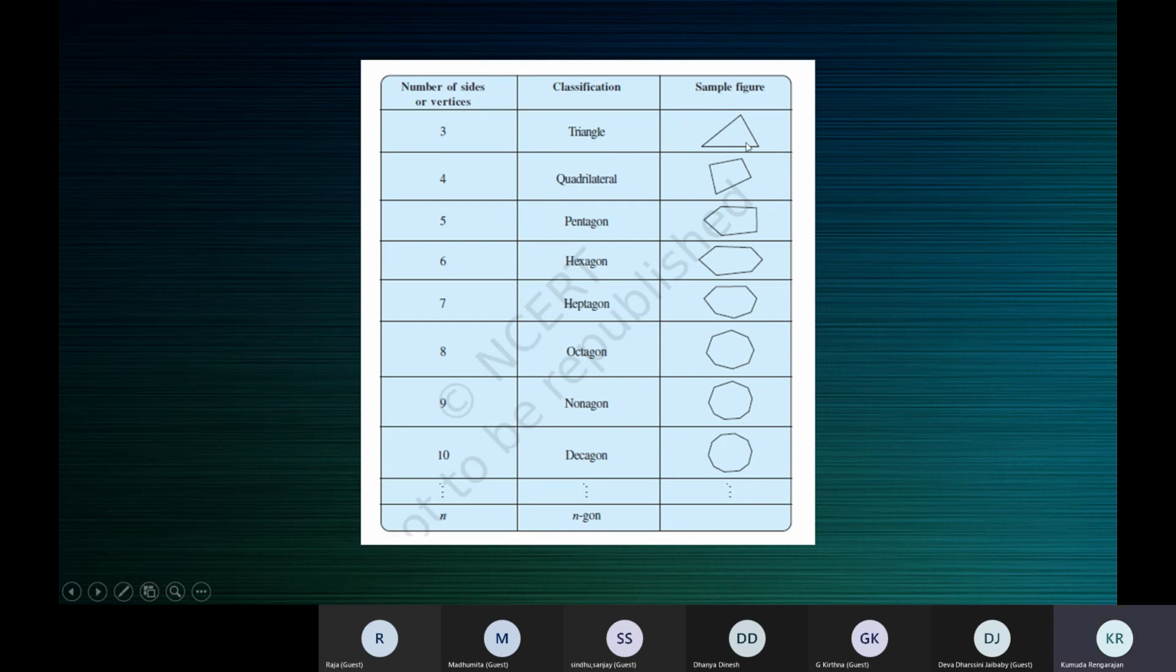A polygon with 3 sides is a triangle. A polygon with 4 sides, quadrilateral. A polygon with 5 sides, pentagon. 6 sides, hexagon. 7 sides, heptagon or septagon. 8 sides, octagon, like we say octopus.